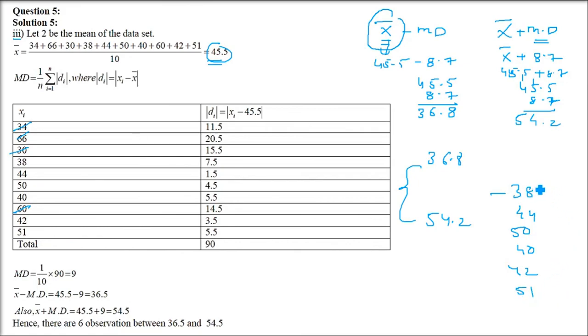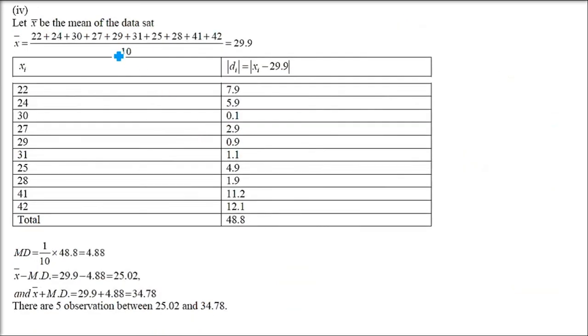So how many are there? 1, 2, 3, 4, 5, 6. Six of these observations are between the arithmetic mean minus MD and the arithmetic mean plus MD. I hope you got the idea. For the 4th and 5th parts you have to do the same thing. For the 4th, add all of these numbers and divide by 10, and 29.9 will come. So 29.9 is your mean x bar.